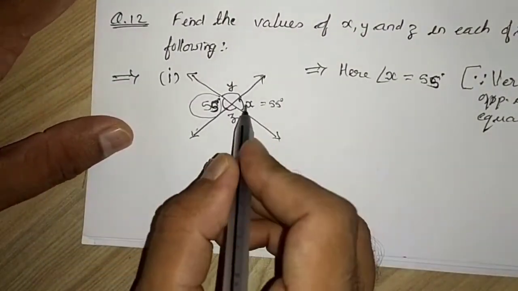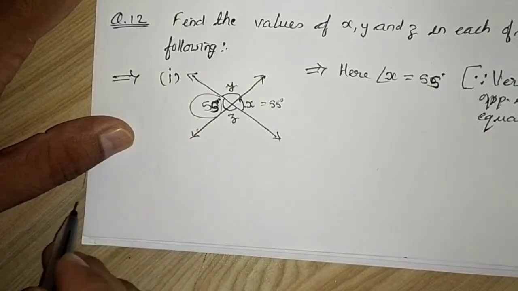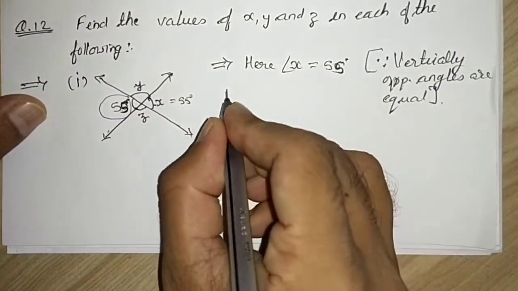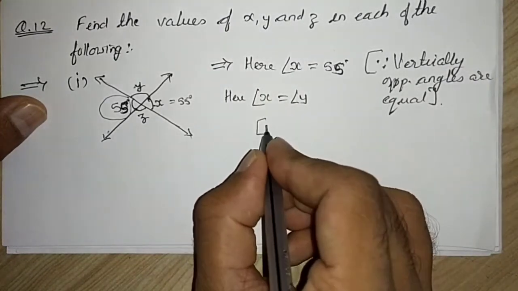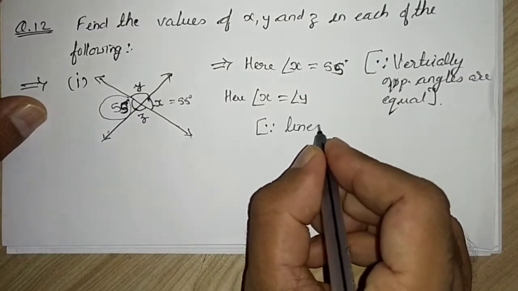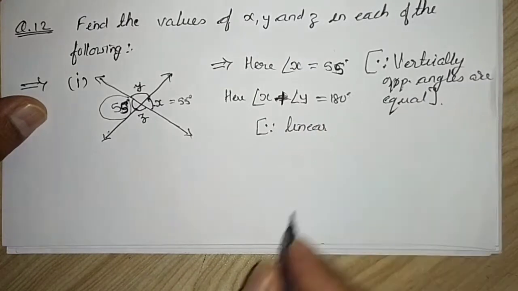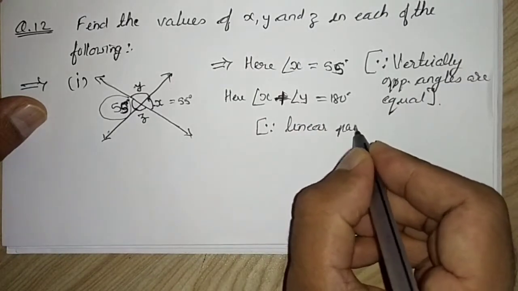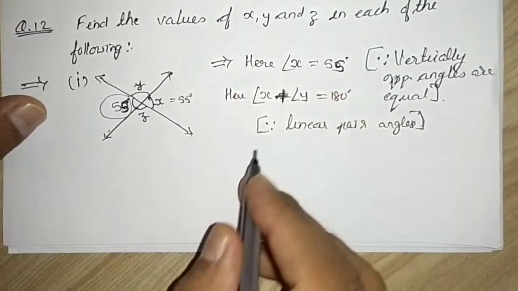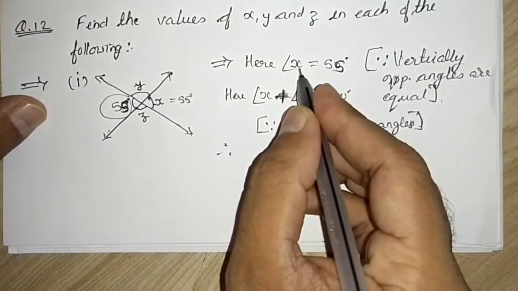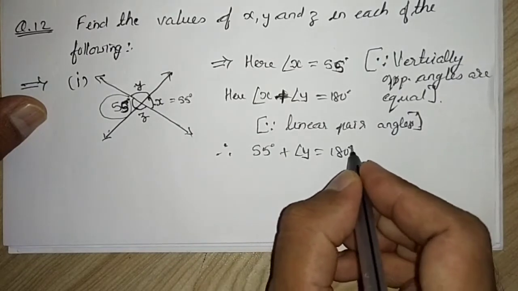So here x and y, you can see they form the linear pair. On the line two angles are formed. So we can say that here angle x plus angle y is equal to 180 degrees, because linear pair angles are supplementary. And just now we got angle x is 55 degrees, plus angle y is equal to 180 degrees.